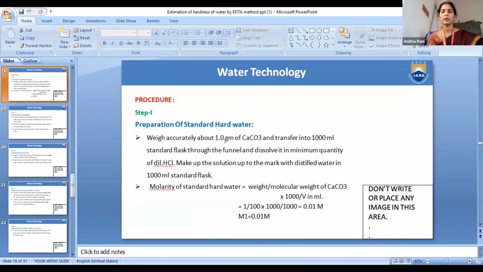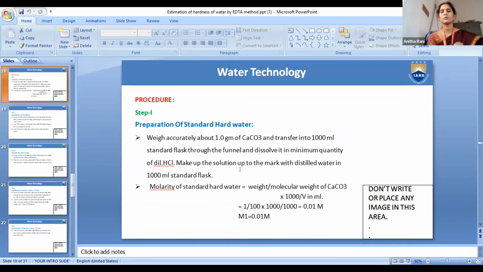The weight we have taken is 1 gram of calcium carbonate. The molecular weight of calcium carbonate is 100, into 1000 by volume in ml. We prepared 1000 ml, so 1 by 100 into 1000 by 1000 gives 0.01 molar. So M1, the molarity of standard hard water, is 0.01 molar.